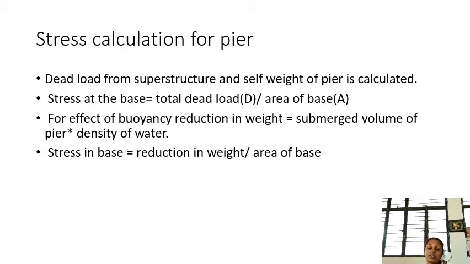Whenever we do the stress calculation for a pier, we consider the dead load from the superstructure and the self weight of the pier, and calculate the stress at the base, which will be total dead load by area of the base. We also consider the effect of buoyancy for any reduction in weight, because the abutments or the piers will be immersed in water, and there is always a reduction in weight when a structure is immersed. The submerged volume of the pier times the density of water gives the effect of buoyancy. Then the corresponding stress at the base will be the reduction in weight by the area of the base.